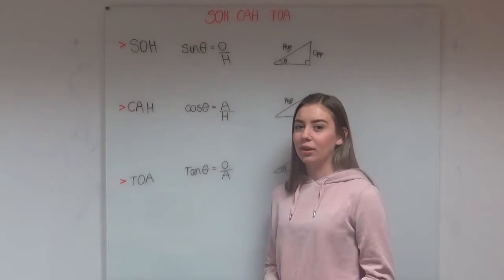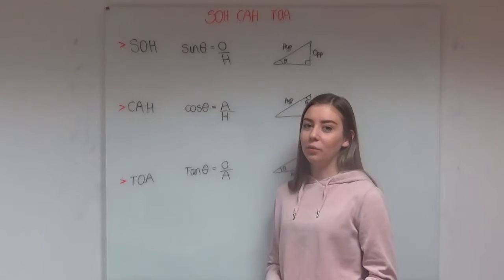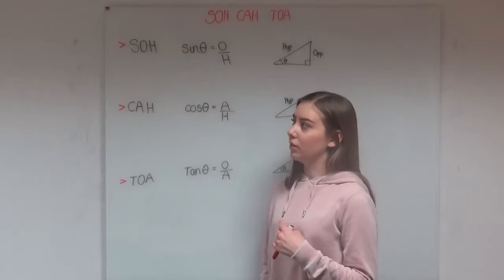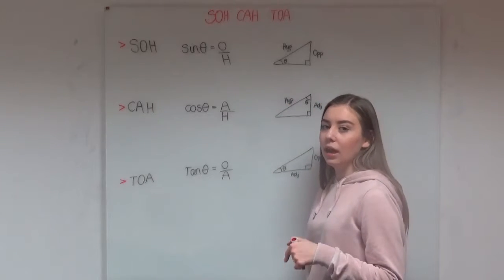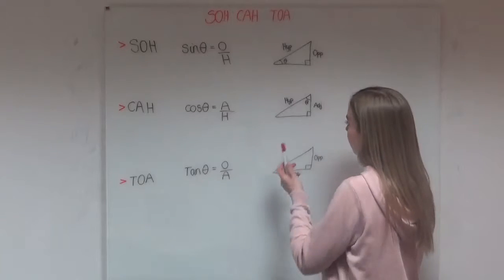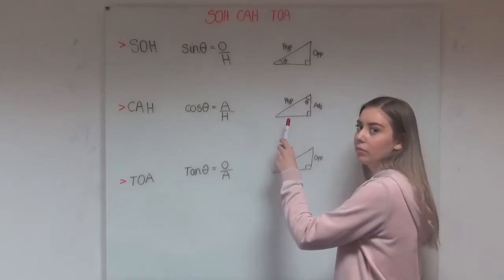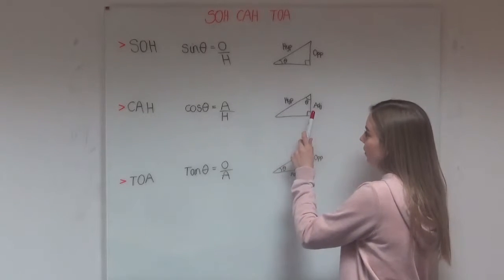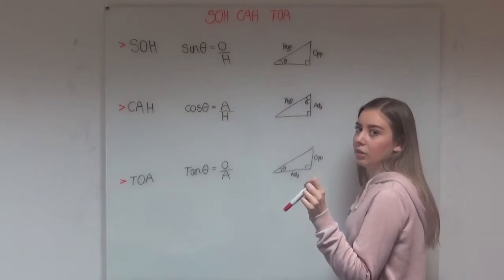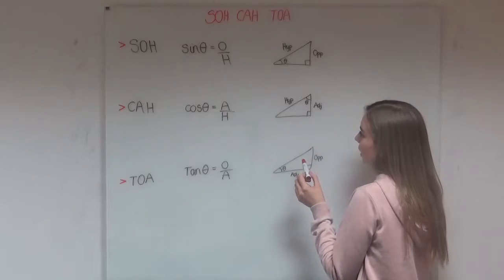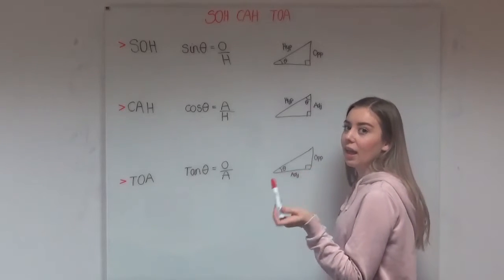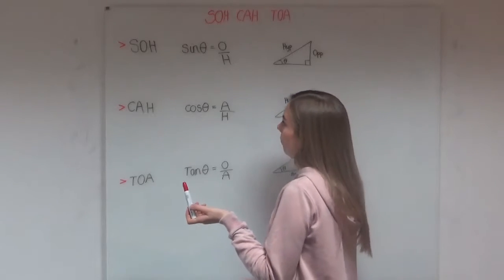So in this video I'm going to go through SOHCAHTOA and how you know when you need to use each element of SOHCAHTOA. So the first step is always to label up your triangle, and we have the hypotenuse, which is always opposite the right angle. Then the adjacent is the side that is next to the angle you're given or you're trying to find out, and then the opposite is the side opposite the angle you've been given or are trying to find out.